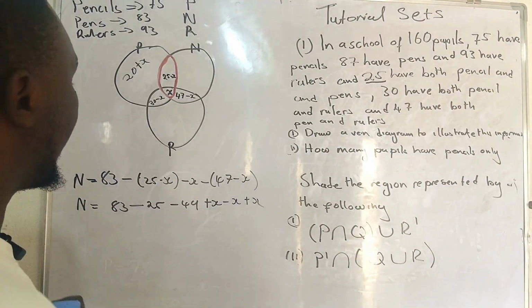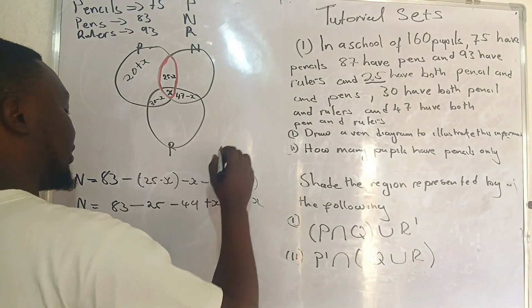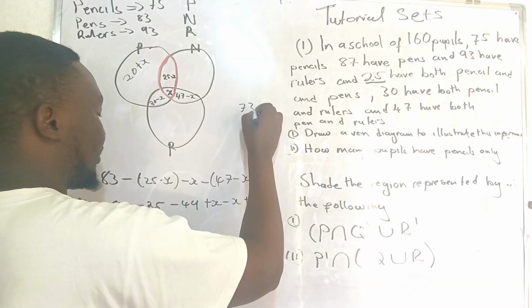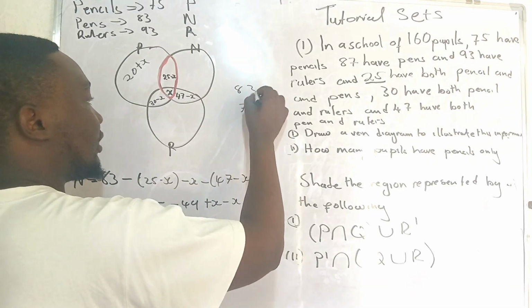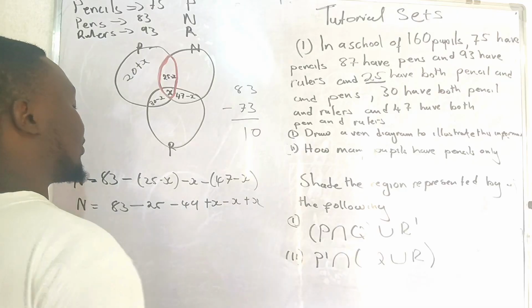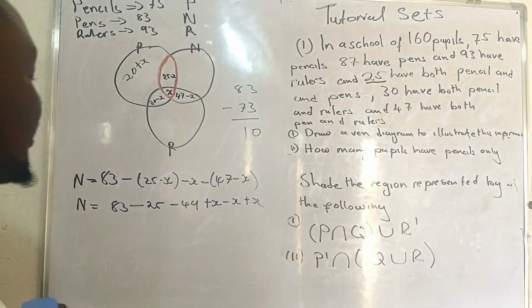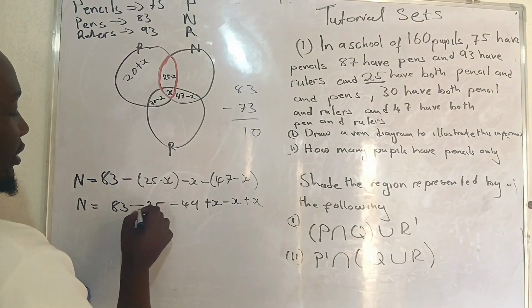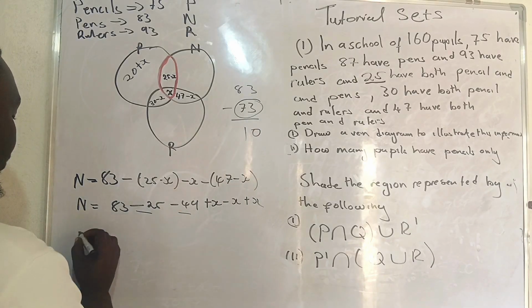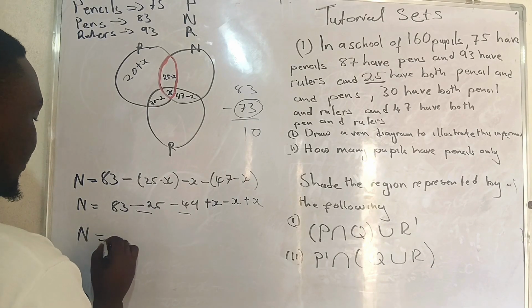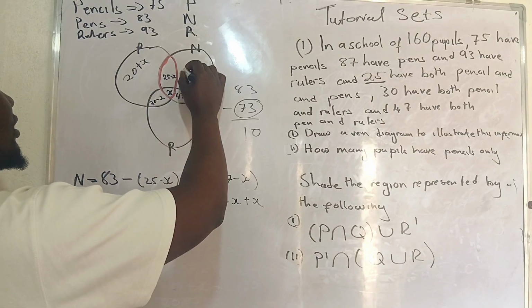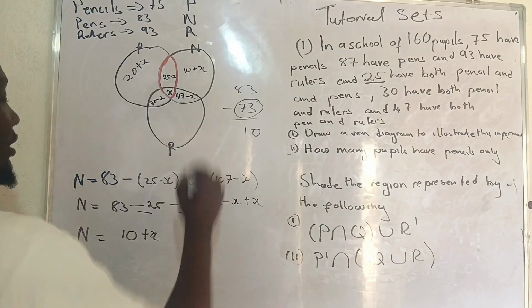So we're going to say 49 plus 25, that's going to be 73. 83 minus 73, that's going to be 10. We added this one and this one to get 73. We're going to remain with 10. N is equal to 10 plus x. So this region is going to be represented by 10 plus x.